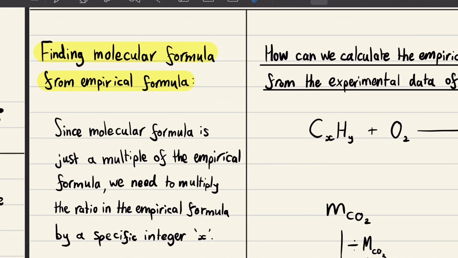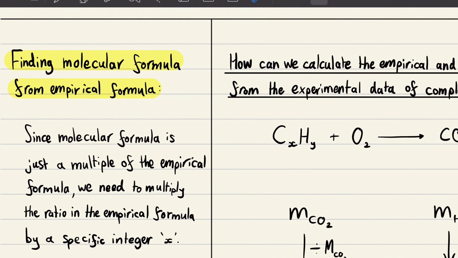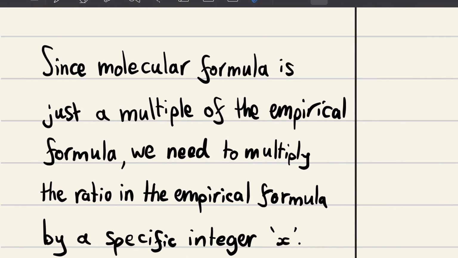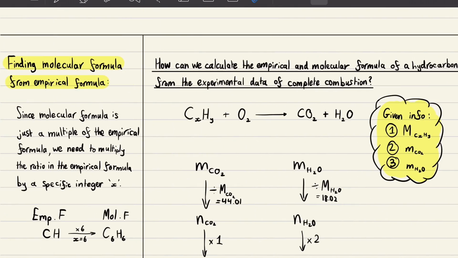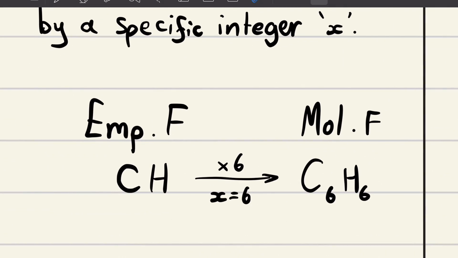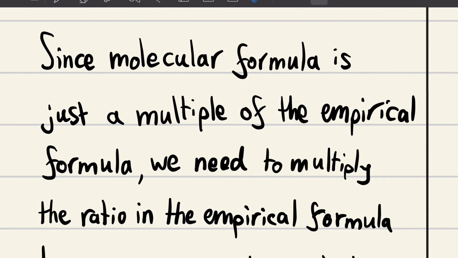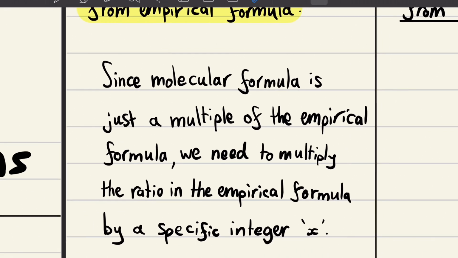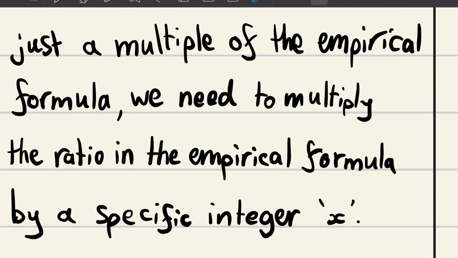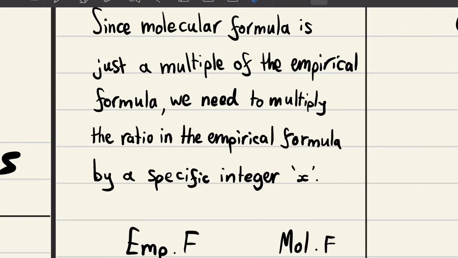Now, when you're trying to find the molecular formula from the empirical formula, this is the second step to a problem. So we know that the molecular formula is just a multiple of the empirical formula. As we said before with benzene, C6H6, if you multiply CH by 6, you get C6H6. And similarly, if you go the other way around. So the way to find the molecular formula from the empirical formula is that we need to multiply the ratio in the empirical formula by a specific integer that we call x.